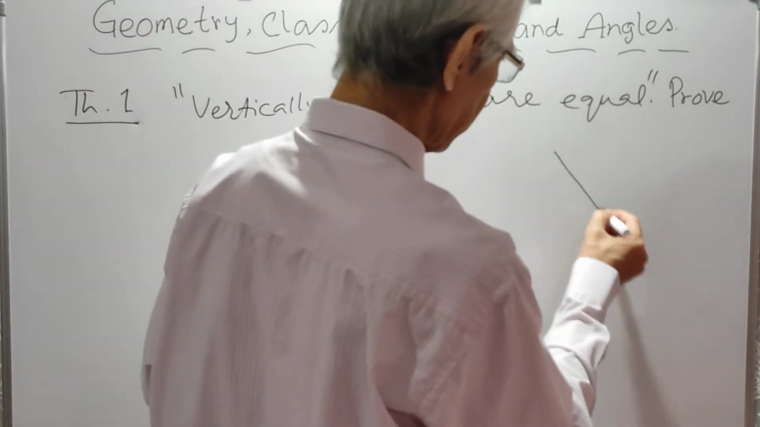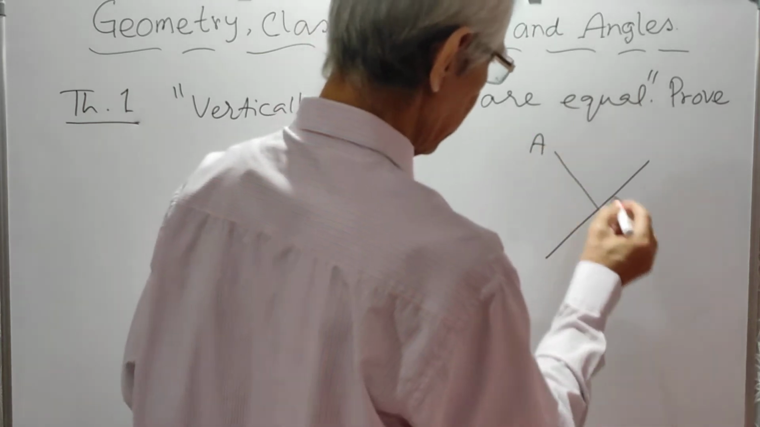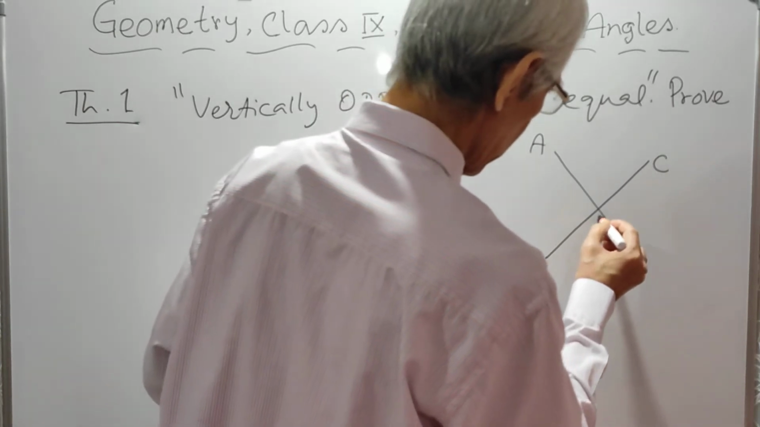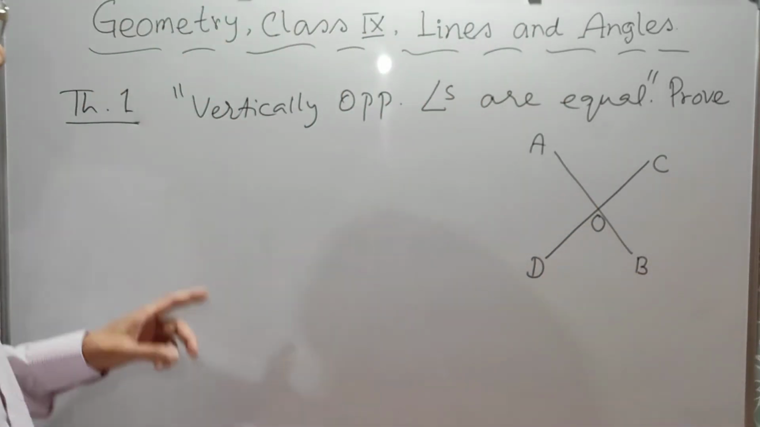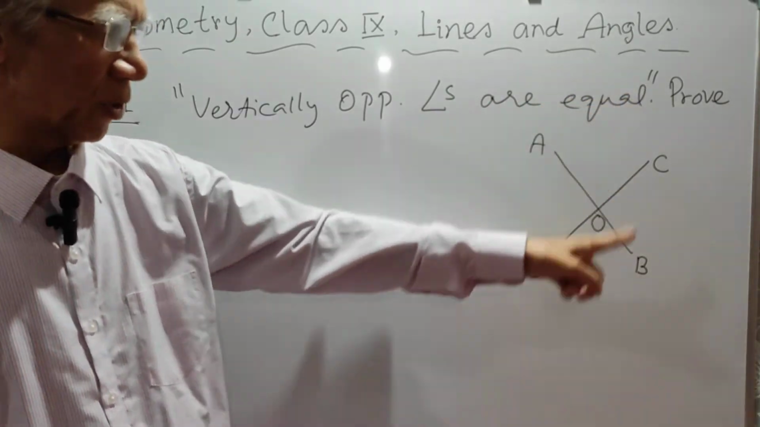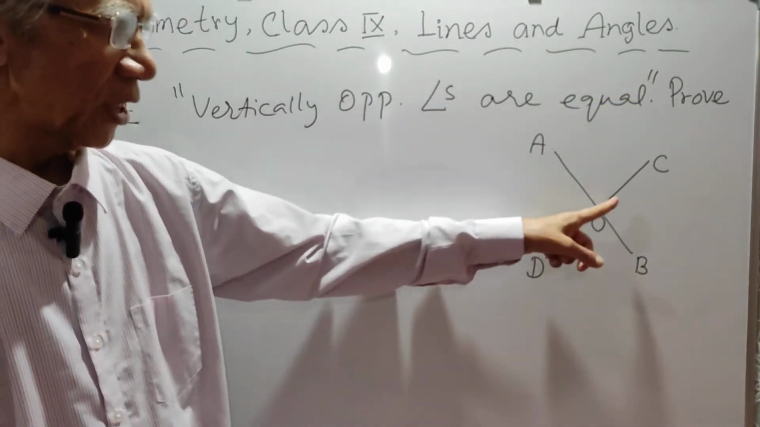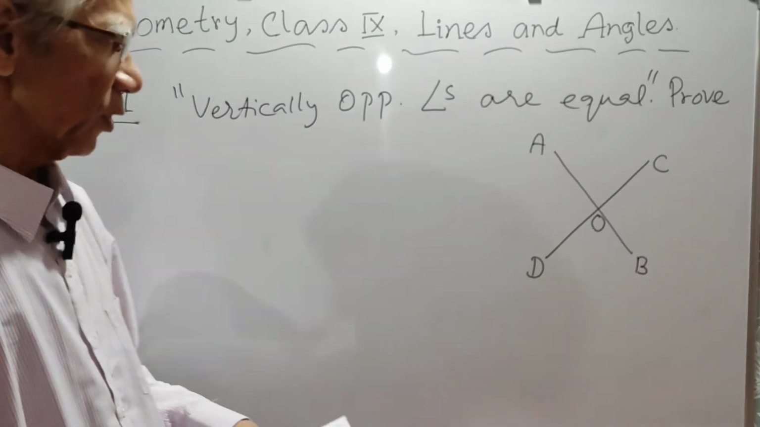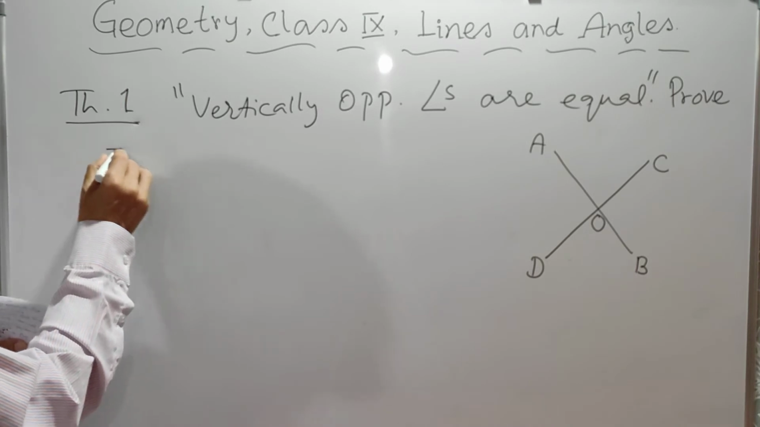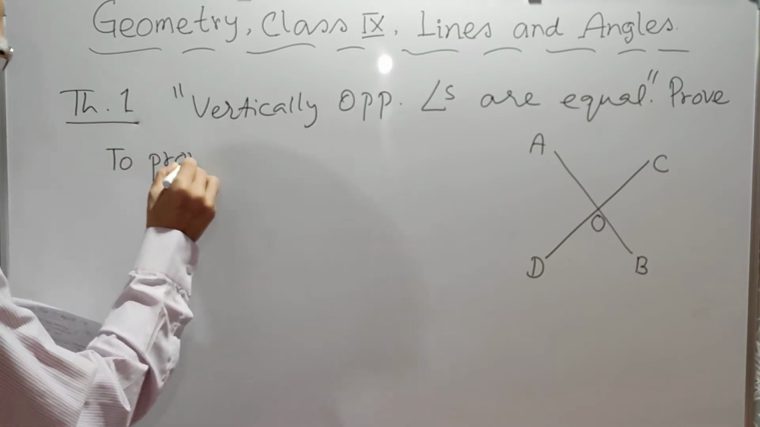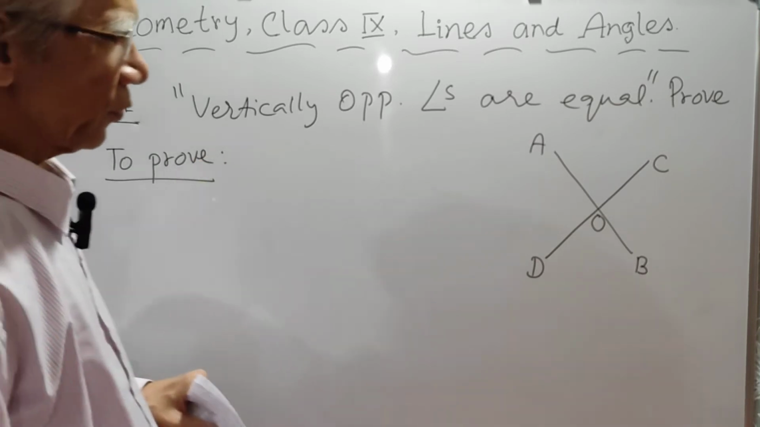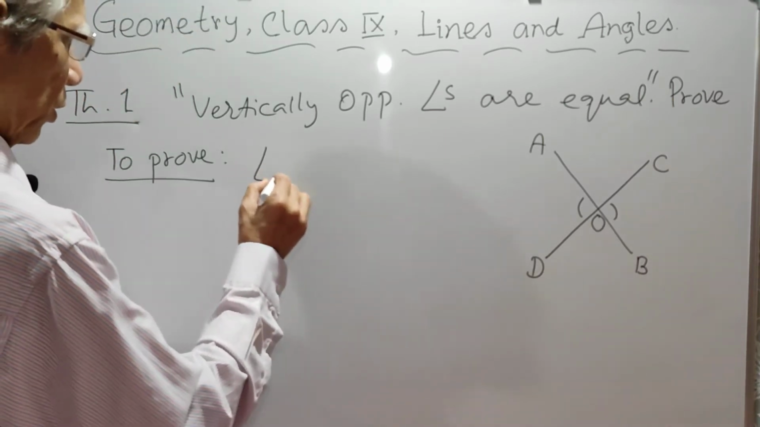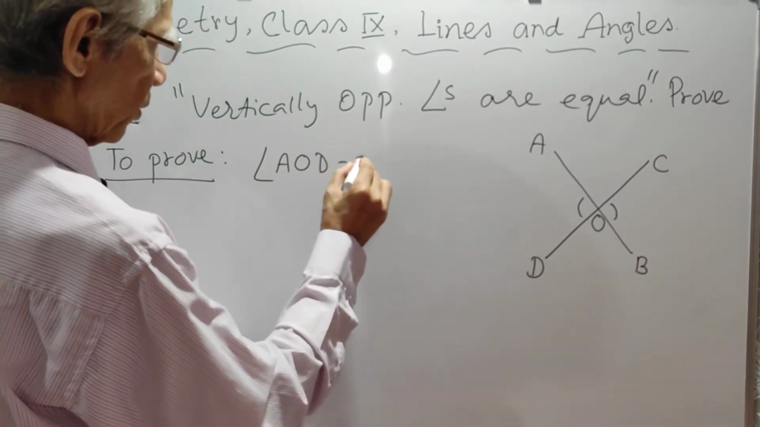So this is a diagram. Suppose AB and CD are two straight lines. They intersect at O. So vertically opposite angles are equal, you have to prove. What is given? AB and CD are two intersecting straight lines. They intersect at O. We have to prove what? To prove AOD equal to COB.